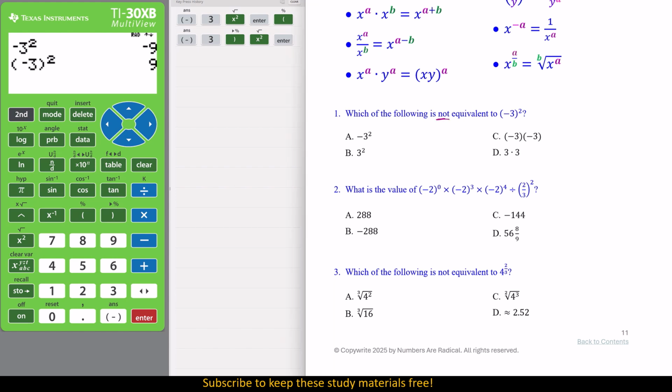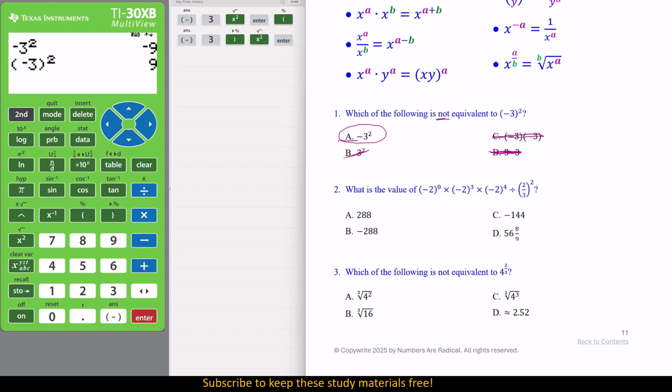And we are looking for what is not equivalent. When it's in parentheses, that means we're squaring the negative also. And a negative times a negative is a positive. B is equivalent because 3 times 3 is 9. C is equivalent because it shows the process. And D is still 3 times 3 and -3 times -3, same thing. It's all 9. Okay, let's look at number 2.